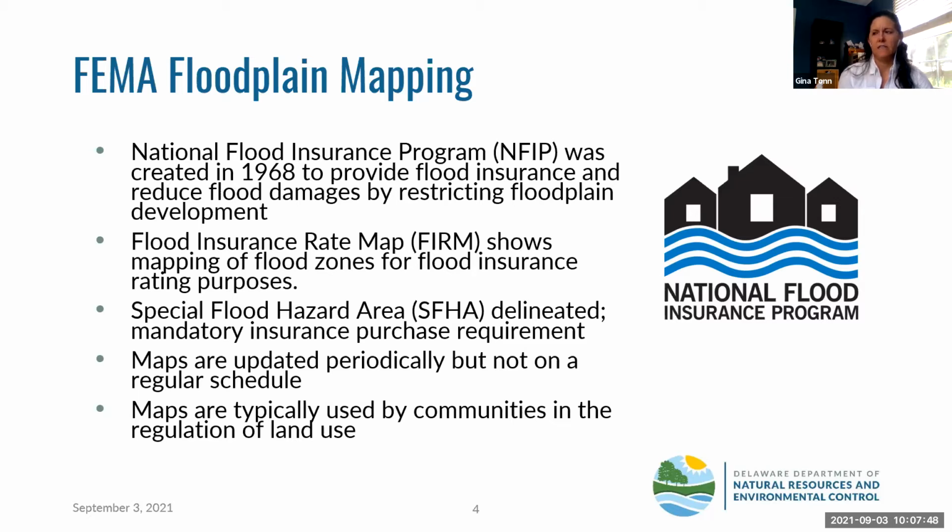The primary feature of the maps is the special flood hazard area. So this is the high risk flood zone according to FEMA. And it's also known as the 100-year floodplain or the 1% annual chance floodplain. And in this zone, there's a mandatory flood insurance purchase requirement if a home has a federally backed mortgage. So FEMA's flood insurance rate maps are updated periodically, but it's not on a regular schedule. So maps are typically used by communities also in the regulation of land use, so not just for flood insurance purposes.